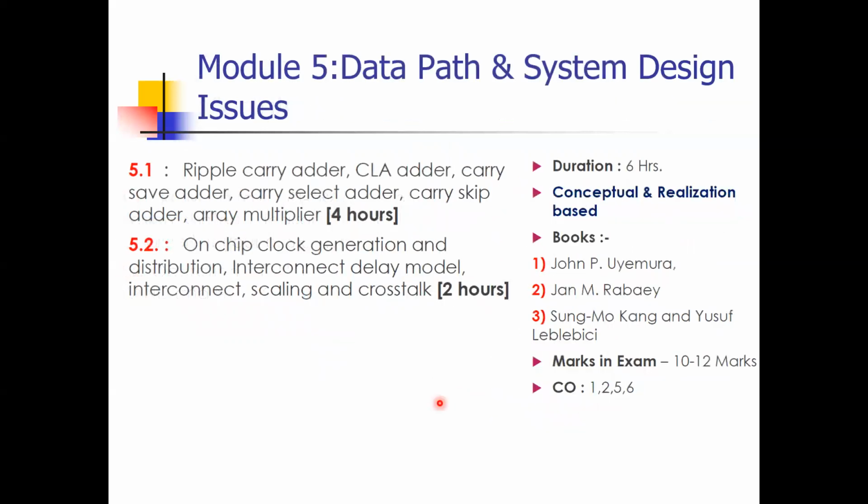Next is module 5, that is regarding data path and system design issues. Once everything is clear, once the combinational circuit is done, sequential circuit done, memory is done, then we will talk about the adders.